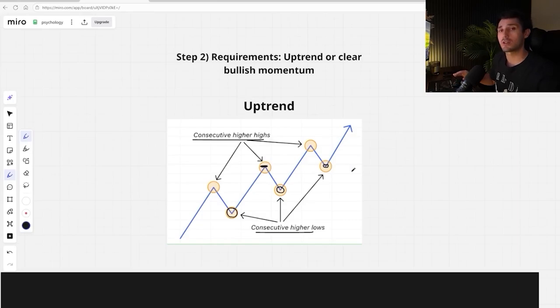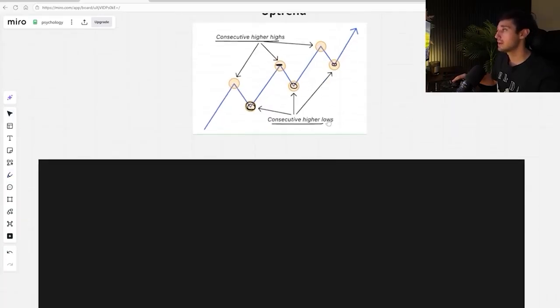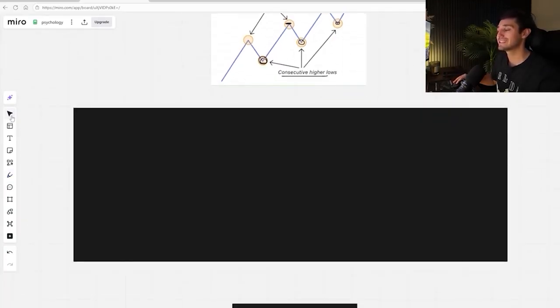Or maybe you're going for a much larger move. Maybe you're swing trading, or maybe you're holding your trade intraday when you're day trading for a few hours and you're aiming for a much bigger gain. You could actually buy down here and then hold through all of these dips in an attempt to catch a much bigger move. But you need an uptrend. If you don't have an uptrend, you need clear bullish momentum.